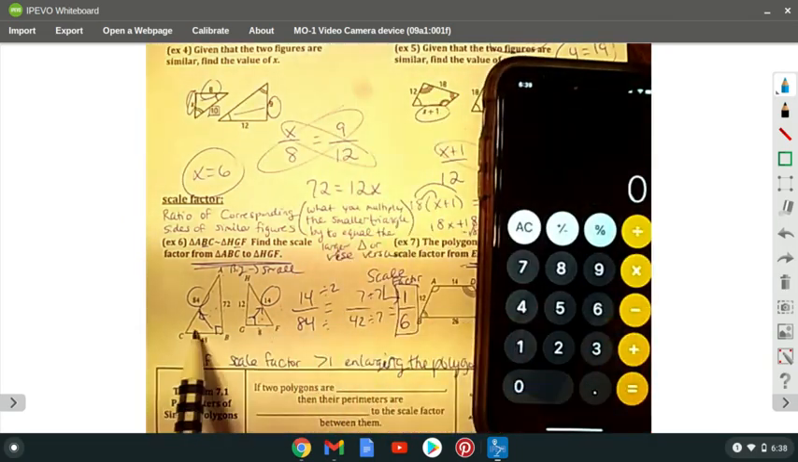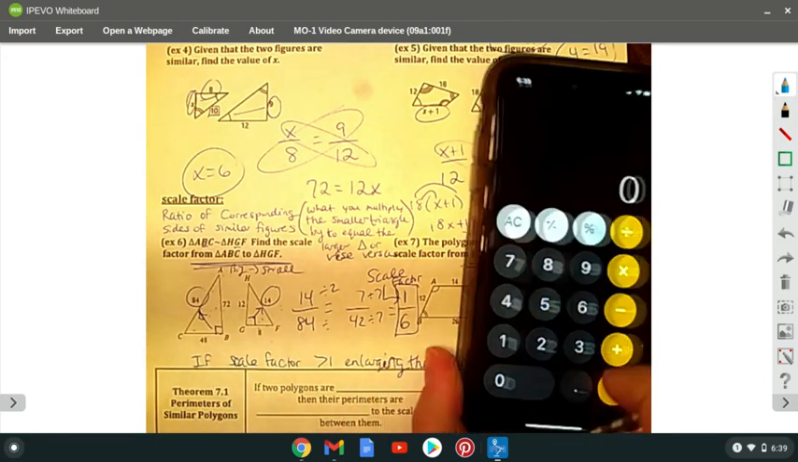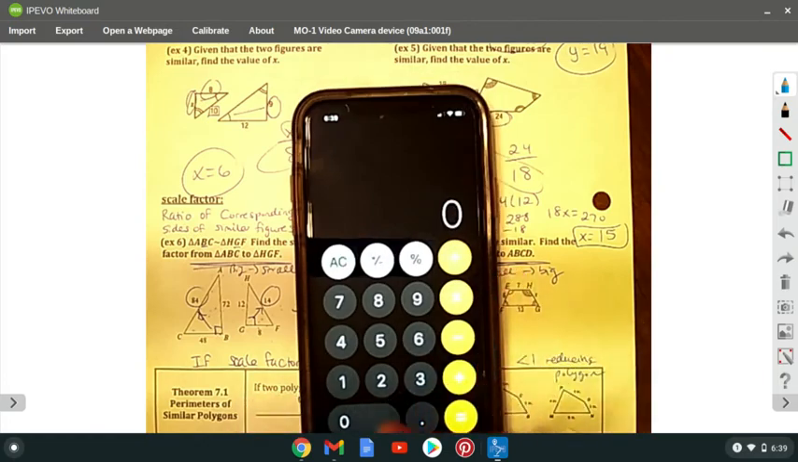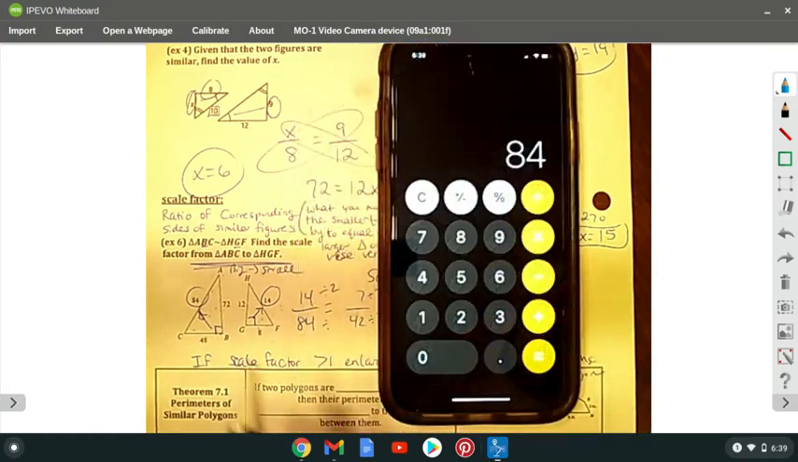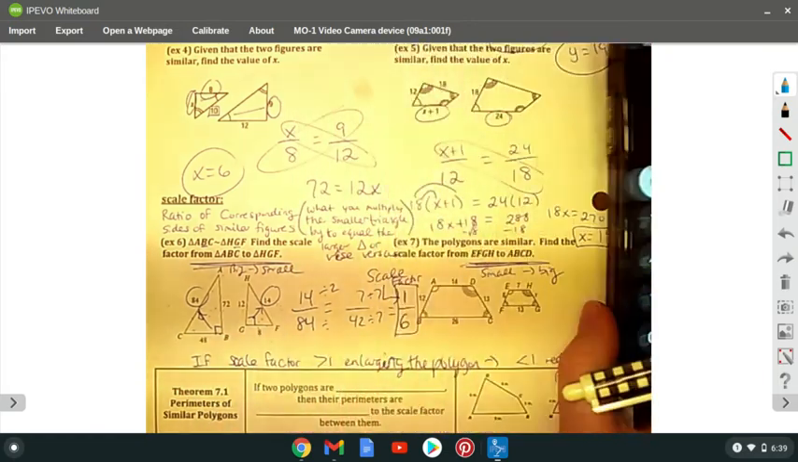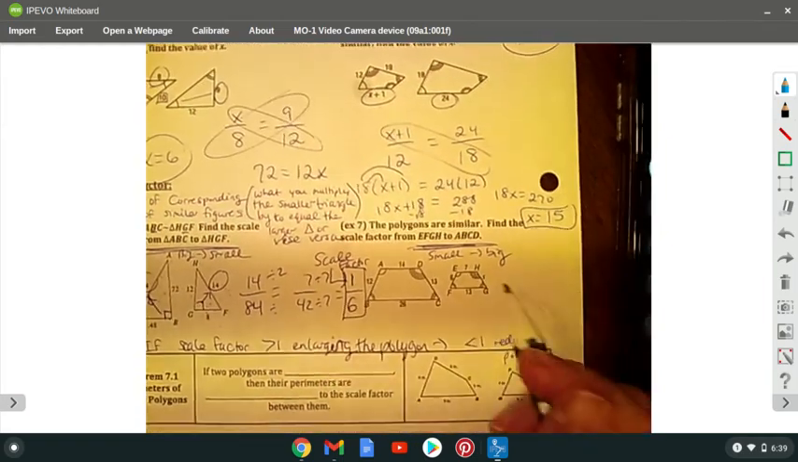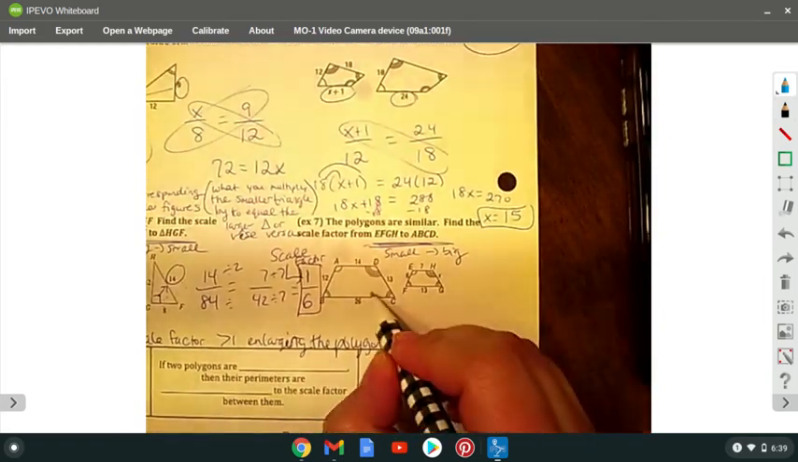If I was going backwards, if I was going small to big, I could multiply by the reciprocal. So I could do times 6. So if I did 14 times 6, I would get 84, which is its similar side. Let's try one more of those. Now we're going from small to big.